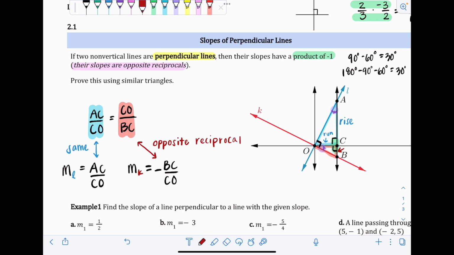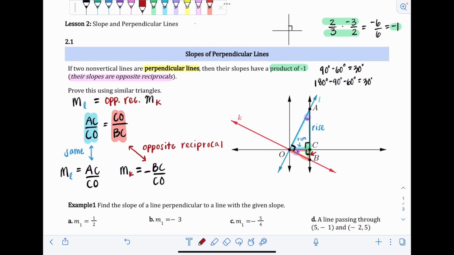So that means that the slope of line L is equal to the opposite reciprocal slope of line K. So I'm going to say opposite reciprocal, and shorten it like that, of the slope of line K. And that's for all perpendicular lines. Their slopes will be the opposite reciprocal of each other.